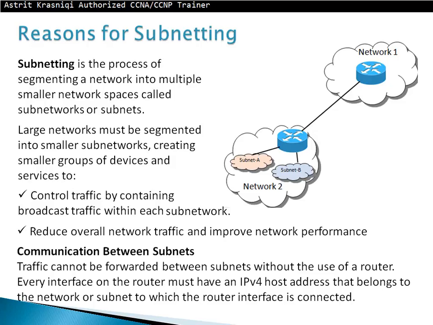Communication between subnets. Traffic cannot be forwarded between subnets without the use of a router. Every interface on the router must have an IPv4 host address that belongs to the network or subnet to which a router interface is connected. So for example, we have one large subnet here, and then this large subnet we subnet into 2 smaller subnets, and we call them subnet A and subnet B. So the router connects to one network. Each interface has its individual network. Two interfaces cannot belong to the same network.